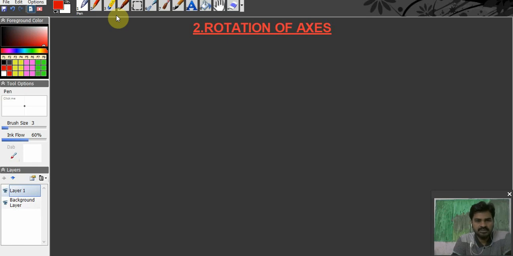That means in the old system we had taken the origin as 0 comma 0. Here, when we rotate the axes, the origin will not change. We simply rotate both the x-axis and y-axis through the same angle about the origin. Here in this concept the origin will not be changed, only the direction of the axes changes.